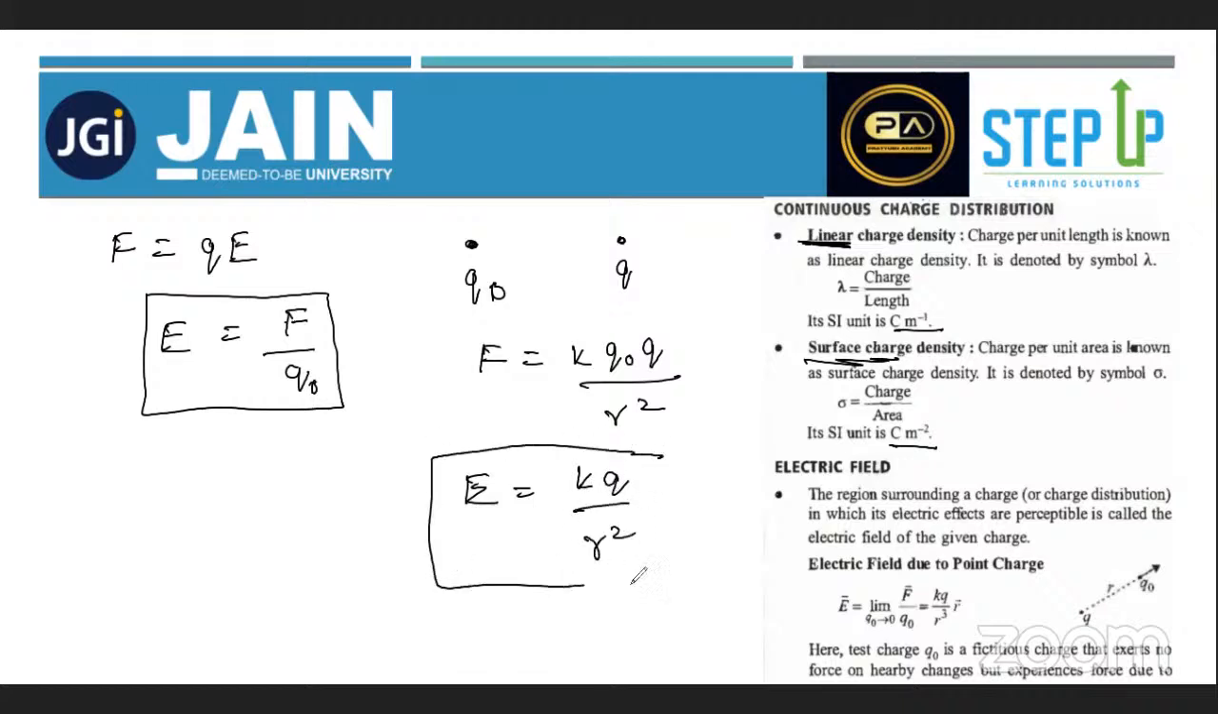Now why am I writing this? Both are vectors. Electric field is also a vector, force is also a vector. So basically which charge will come? Because of this, this will create a surrounding.